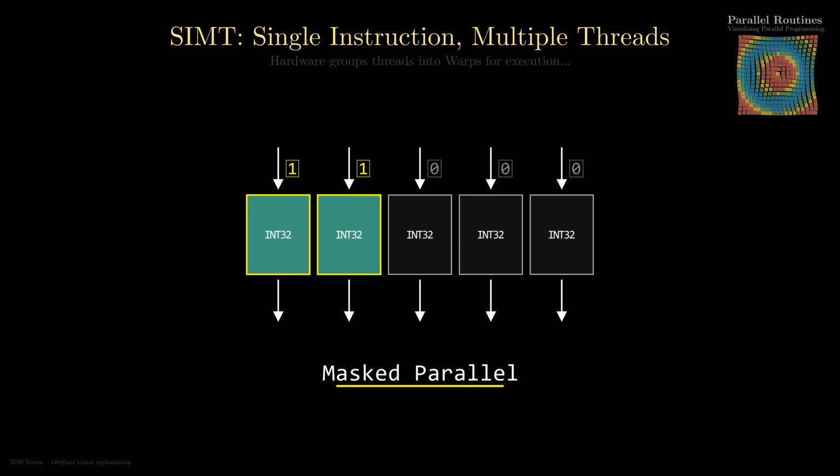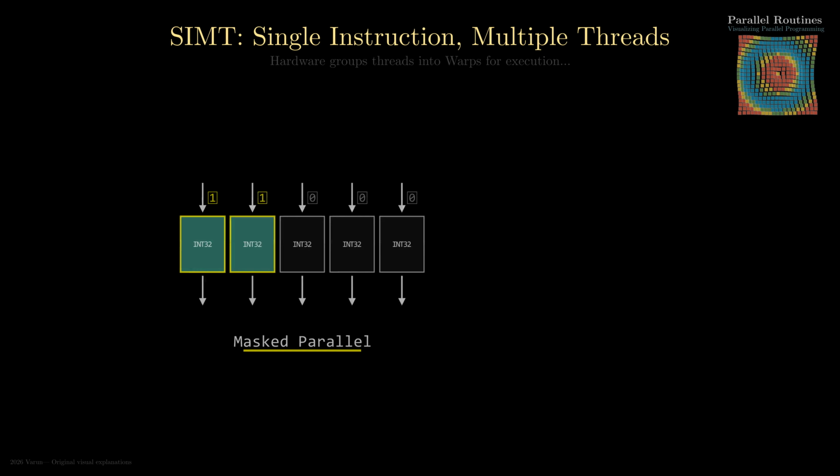SIMD is the foundation of parallel computing. One instruction is broadcast to multiple lanes, each operating on different data simultaneously. This pattern is what makes GPUs so powerful. Let's transition from this abstract concept to how GPUs actually implement this pattern.